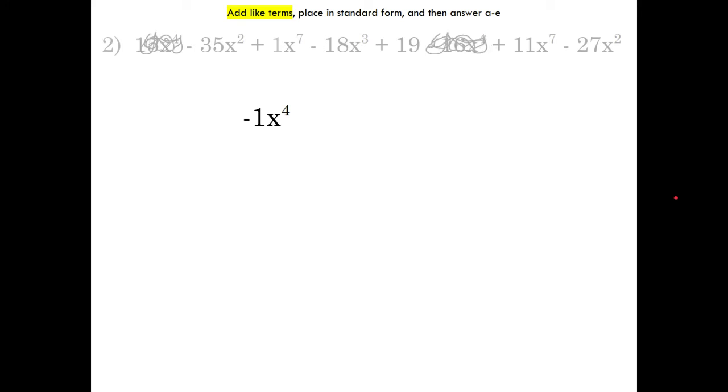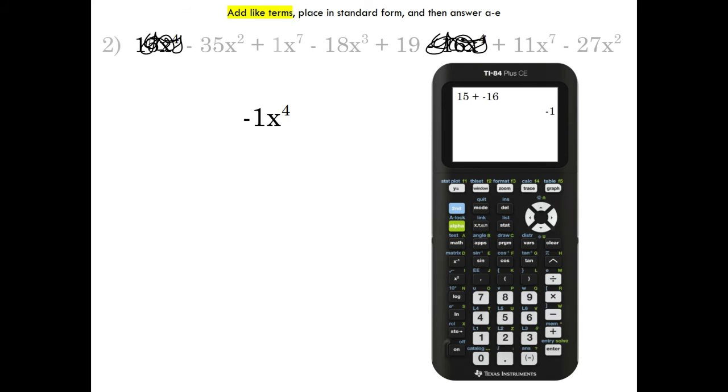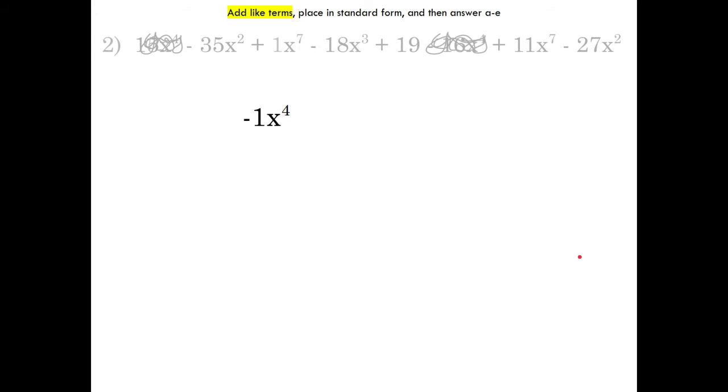Now you move on to the next, and then you cross out both those terms. Again, when you cross it out, you cross out the sign in front. It's just easier to visualize. You then move on to the next term, which is a negative 35x squared. Now, what term has the same variable x with the same exponent of 2? And that would be the last term there, the negative 27x squared.